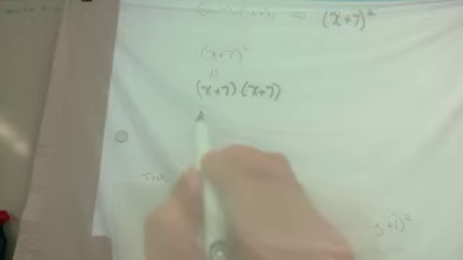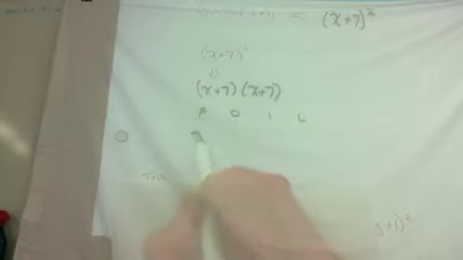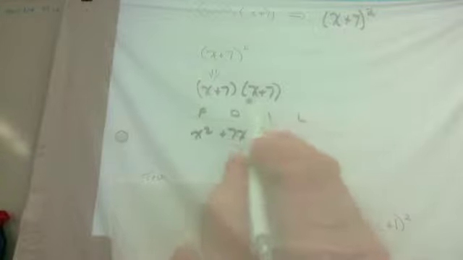So we're going to take our first, our outer, our inner, and our last. The first times the first is x squared. The outer, so x times 7, is plus 7x. And then 7 times x is another 7x. And 7 times 7 is positive 49. And when I combine my middle terms, I'm going to get x squared plus 14x plus 49.